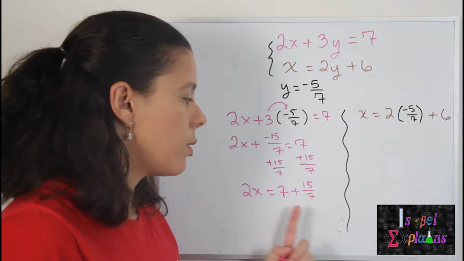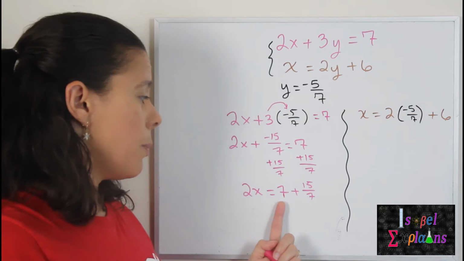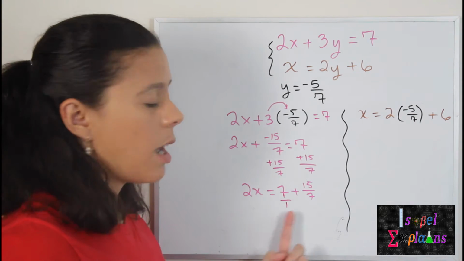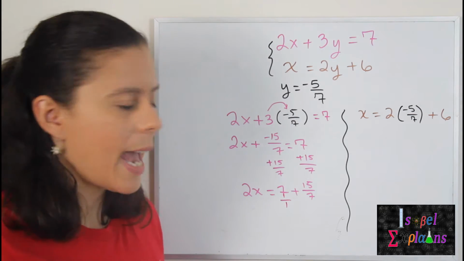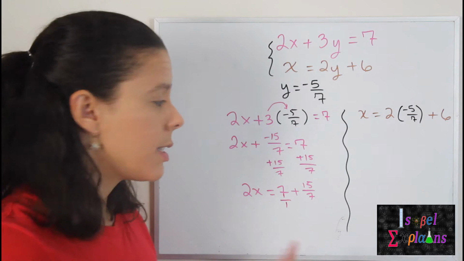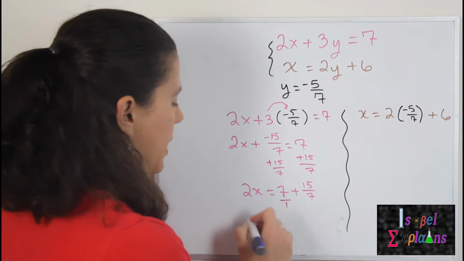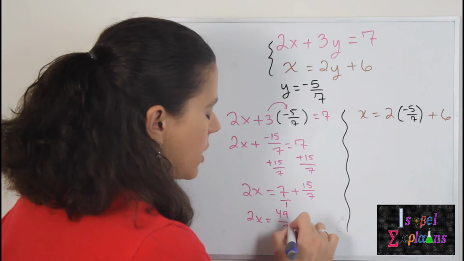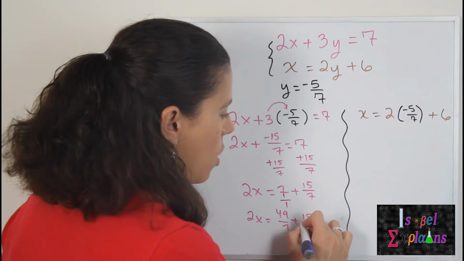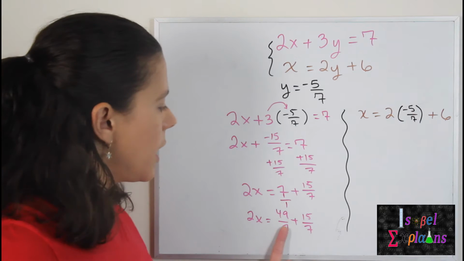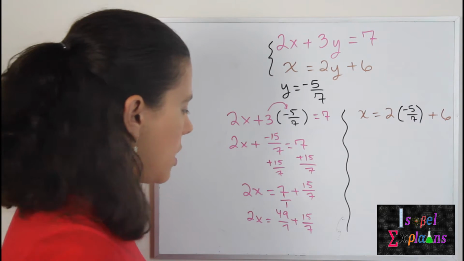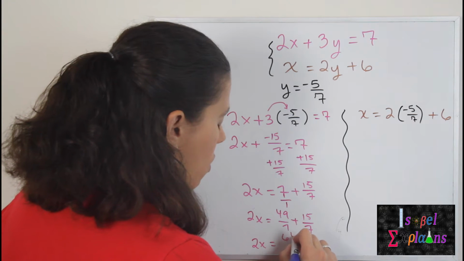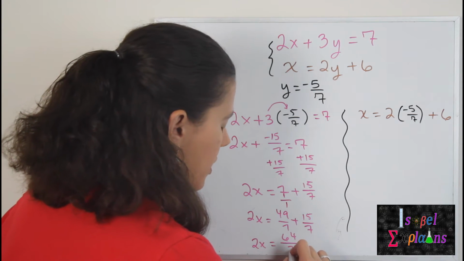Now we know that every single number is the same number over 1. So we're going to find the common denominator for both fractions so we can add them, which is going to be 7. So I have to multiply the top and bottom by 7. So I have 2x is equal to 49 over 7 plus 15 over 7. 49 plus 15 is 64. So we have 2x is equal to 64 over 7.